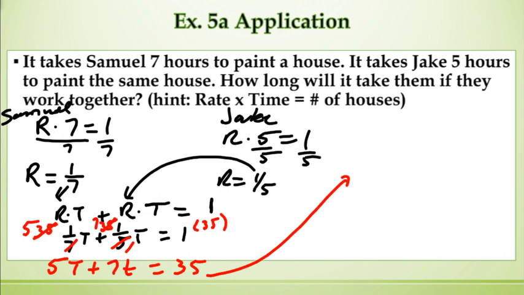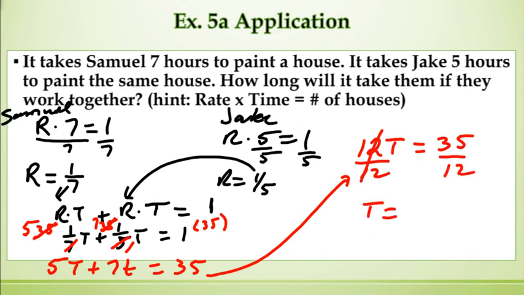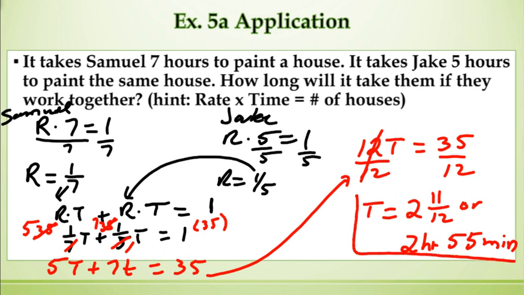I got 5t plus 7t, which is 12t, equals 35. To get t by itself, I divide by 12. The total time would be 2 and 11/12 hours. Or you could have it as 2 hours and 55 minutes. That would be the time it takes for them to complete the house if they did it together.